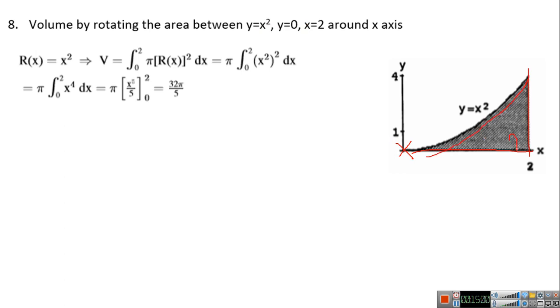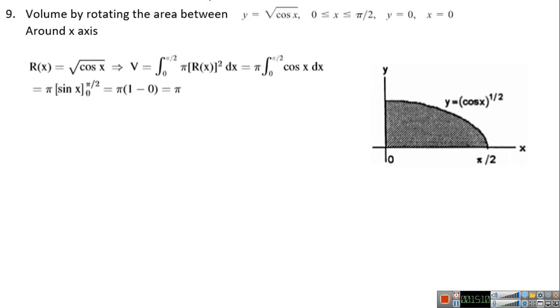You want to rotate across the x-axis. It's a disk, so the radius is nothing else than the function, so pi r square. So you do it, it's very simple. Here you want to rotate y equal root cosine x from 0 till pi over 2. Cosine 0 is 1. Cosine pi over 2 is 0. You can take, for example, pi over 4, which is radical 2 over 2, and you take the radical of it. So you're going to get a value.